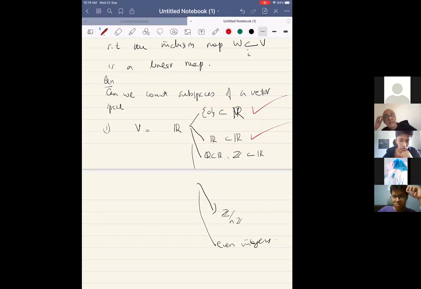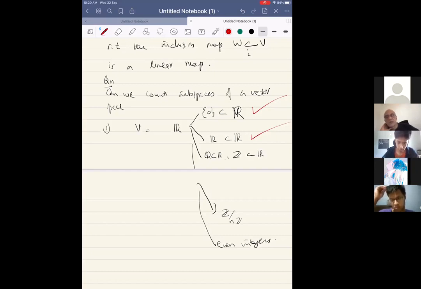If I take even integers, that's certainly a non-empty subset of the real numbers, and it's even closed under addition. But is it closed under scalar multiplication? Shakti Shayan says it's not closed under scalar multiplication, because if I take the even integer 2 and multiply it by the scalar 1/2, because half is certainly a real number, I get the integer 1, which is not an even integer. So the set of even integers is not closed under scalar multiplication.